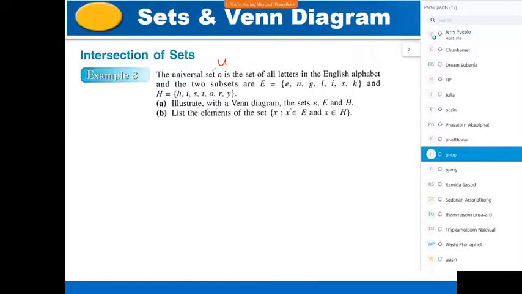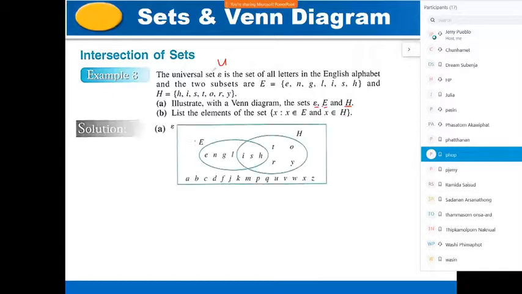Okay. Illustrate with a Venn diagram the universal set, set E and set H. And then letter B, list the elements of the set where x belongs to E and x belongs to H. Okay, now this is the Venn diagram.